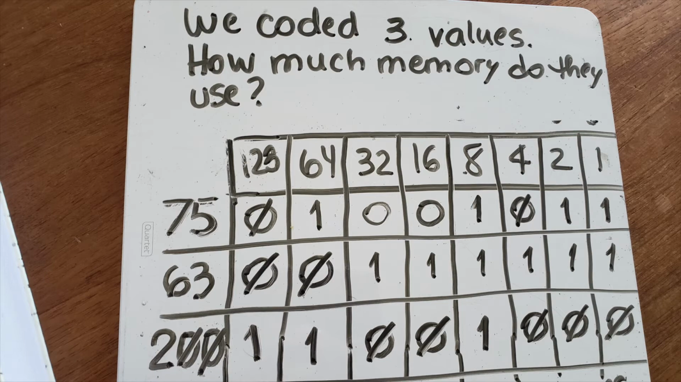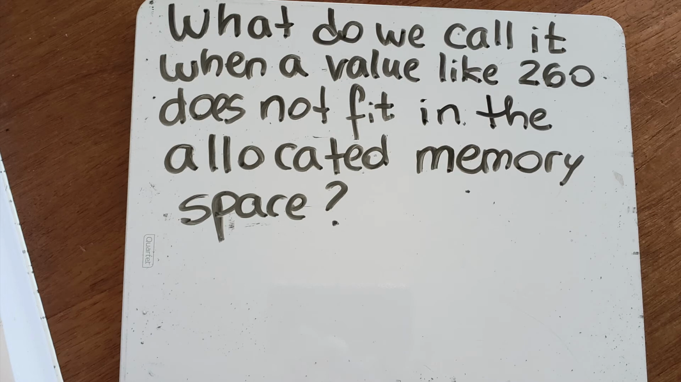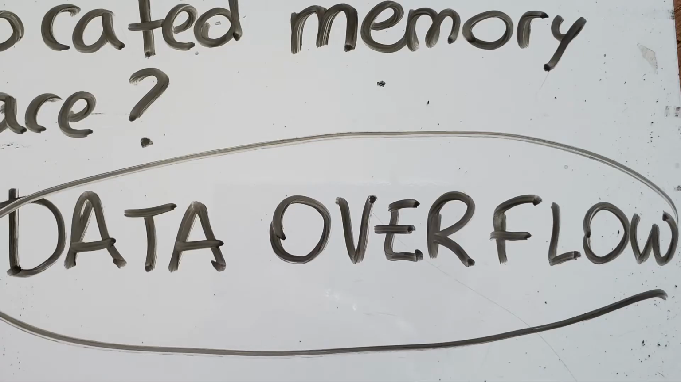We coded 3 values that fit into our memory, so we coded 3 bytes of memory. Each number that we coded used 8 bits, but we measure memory in bytes, so each value used 1 byte of memory. So the last number that I gave you didn't fit in, and that has a name in computer science. It's called data overflow when you have a container that is not big enough for the data you want to code inside.